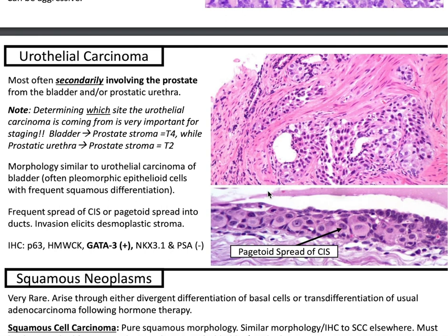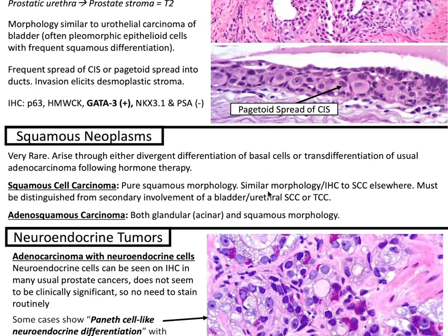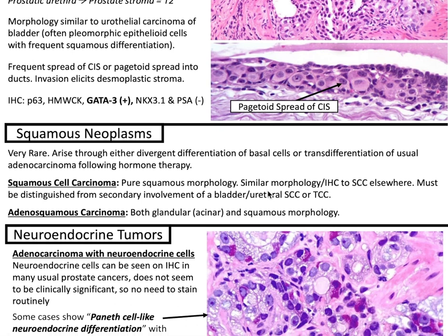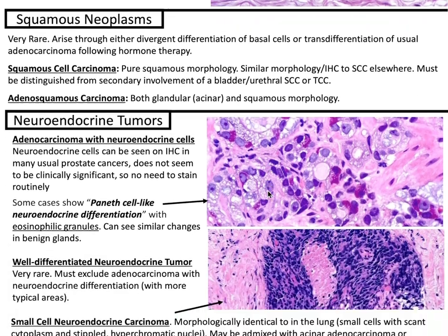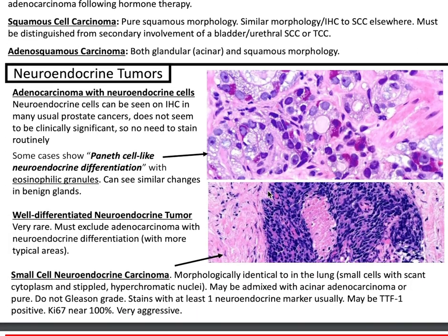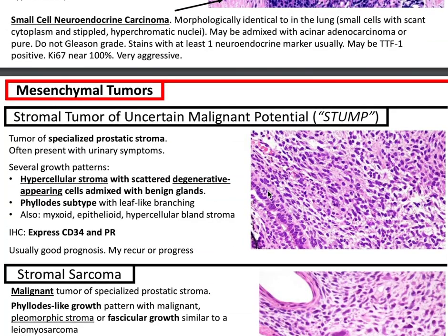Urothelial carcinoma, most often secondarily involving the prostate. You want to make sure whether it arises from the bladder or the prostatic urethra, and it's GATA3 positive. Squamous neoplasms, very rare. You can have squamous cell carcinoma or adenosquamous carcinoma. Neuroendocrine tumors, you can have an adenocarcinoma with neuroendocrine cells. It can show Paneth cell-like neuroendocrine differentiation and well-differentiated neuroendocrine tumor, and you can also have a small cell neuroendocrine carcinoma. It's very aggressive. Ki67 is near 100%. Mesenchymal tumors, we talked about STUMP.